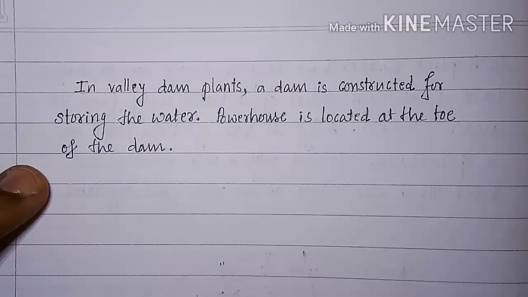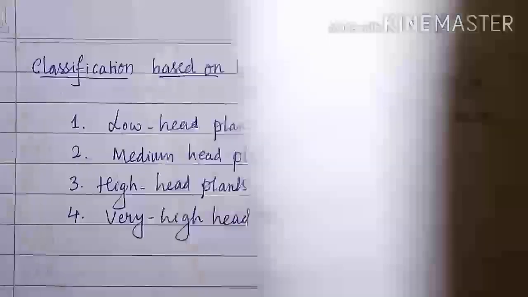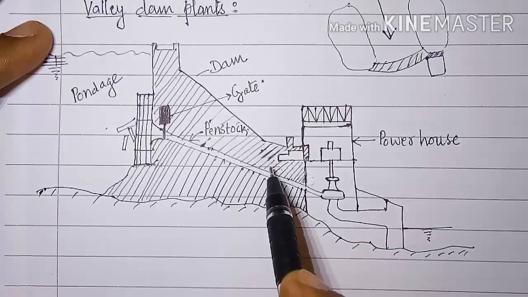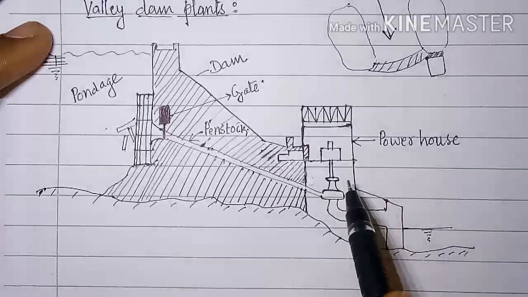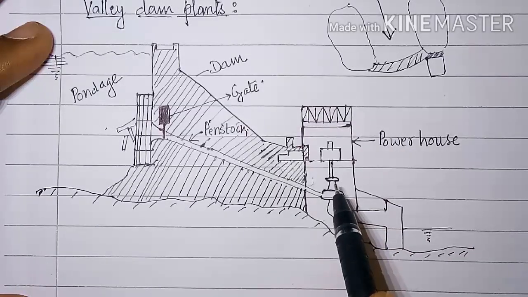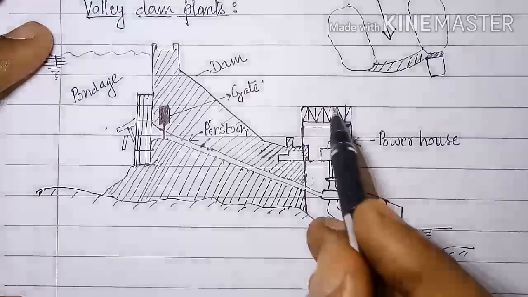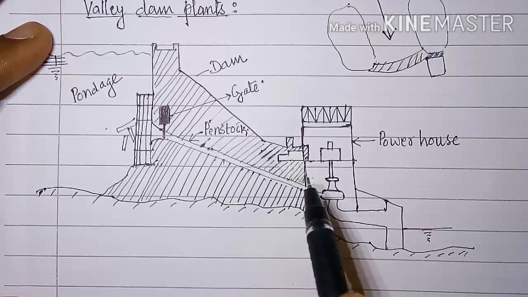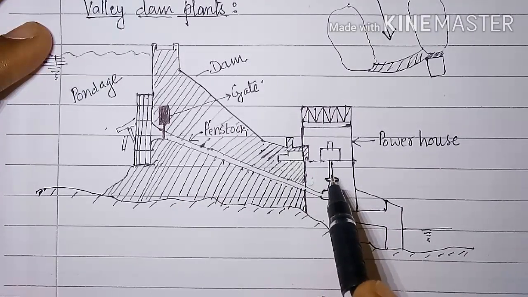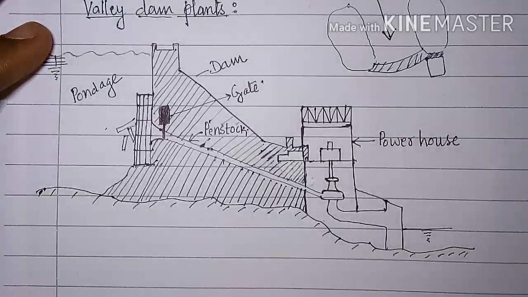Why is its location called the toe of the dam? The reason is, this is the dam here. At the base of the dam, the powerhouse is constructed. Like we have a toe in our foot, the powerhouse is there at the foot of the dam. That is why the location is called the toe of the dam.